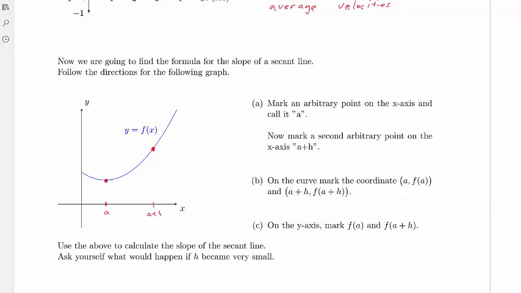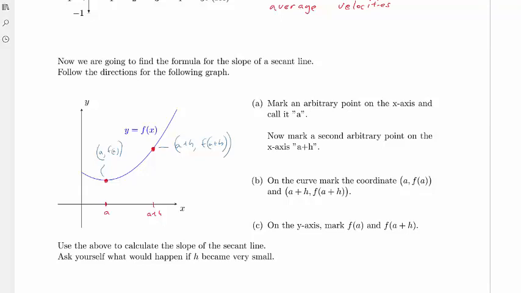Okay, on the curve, mark the coordinates (A, f(A)), right? This is an ordered pair. f(A) is the y coordinate of x at A, or the function evaluated at A. So right here, this is (A, f(A)), and then this point here, that is (A+H, f(A+H)), right? That's just the coordinates of each point.